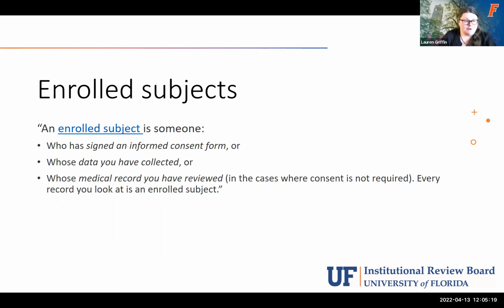Okay. So talking about subjects first. When we talk about enrolled subjects, it's really important to understand what we mean by a subject. When we say enrolled subjects, we mean somebody who signed a consent form or whose data you've collected. In the cases where consent isn't required, like with a chart review, it would also include somebody whose medical record you've reviewed. So when we talk about subjects, whether it's how many people you've enrolled or enrollment details, this is essentially what we mean. It's not just somebody that you've talked to, it's somebody who's actually been enrolled in the study and is ready to go.